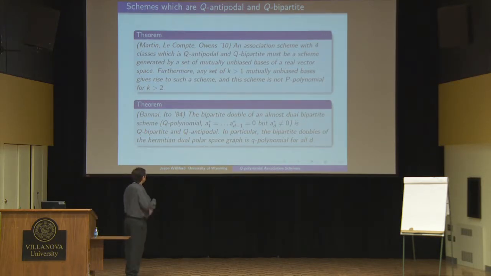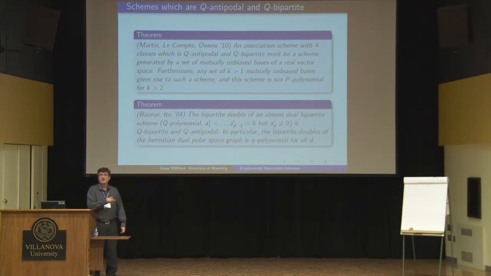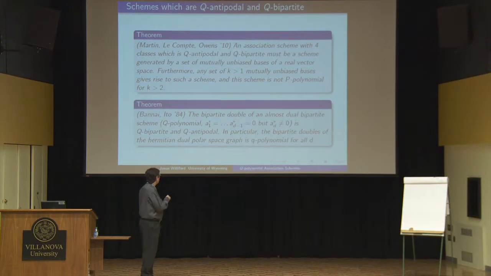There's this theorem. I mentioned the bipartite double, that very obvious construction technique. If you do that to a Q polynomial scheme, usually you don't get a Q polynomial scheme. But in the very rare case that all of these parameters except this one are 0, then if you take the bipartite double of the scheme, you get another Q polynomial scheme. It turns out there is an infinite family of distance regular graphs that have this property. These are the Hermitian spaces dual polar space graphs. So there's an infinite family, and this comes up sometimes. This construction works, but very rarely.